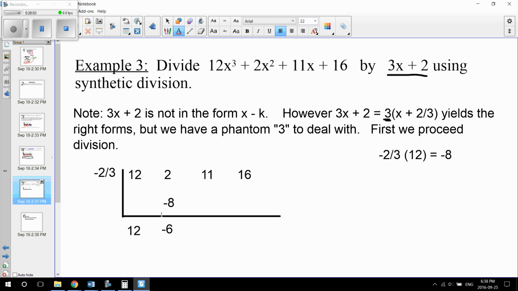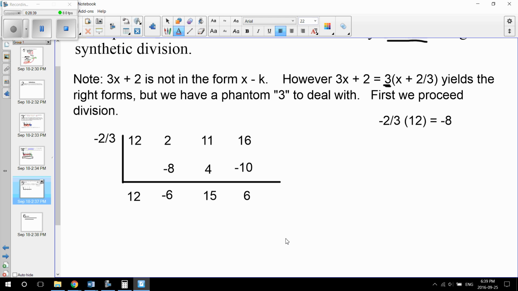And we multiply the negative 2 over 3 by the negative 6, which gives us a value of 4. Again, we're going to add up our column here. 11 plus 4 gives us 15. Multiply that 15 by the negative 2 over 3, which leaves us with a negative 10. Adding up our column, 16 plus a negative 10 gives us a positive 6 for our remainder. So again, the first numbers are always our answer. The last number is our remainder.